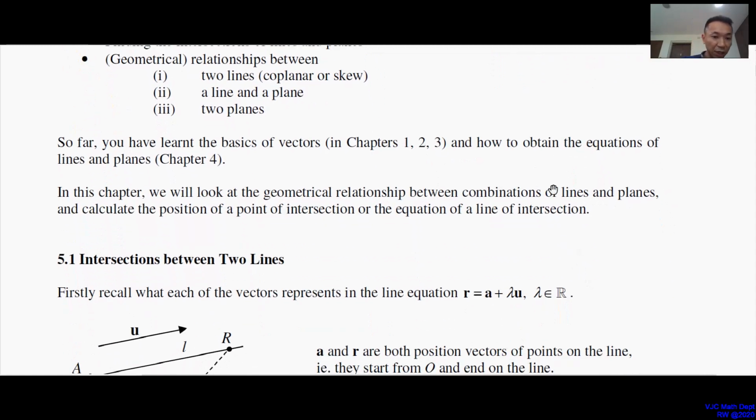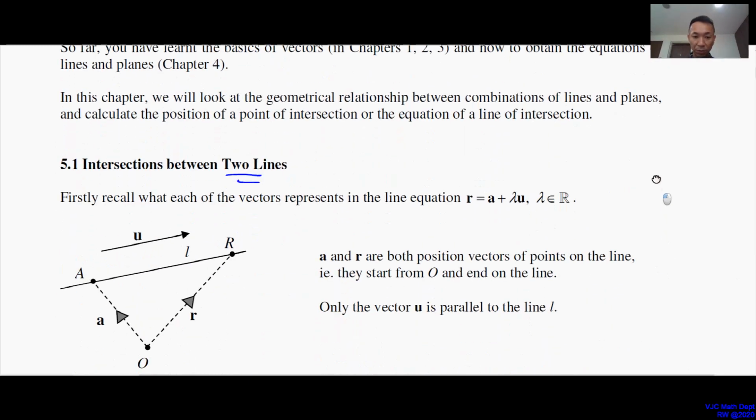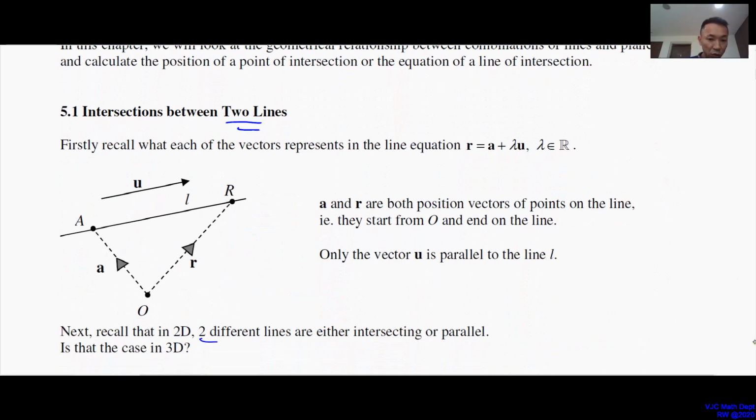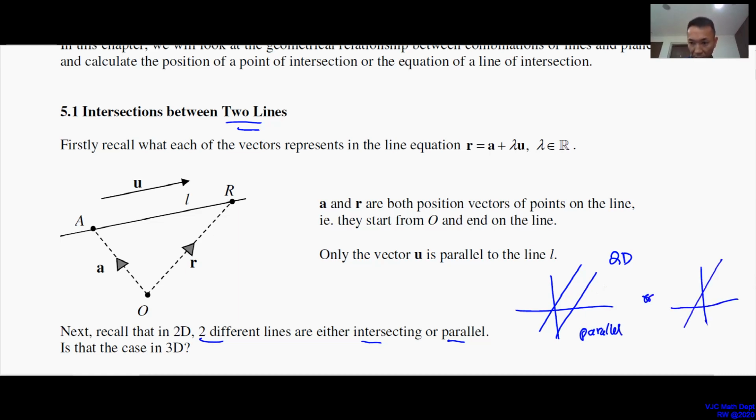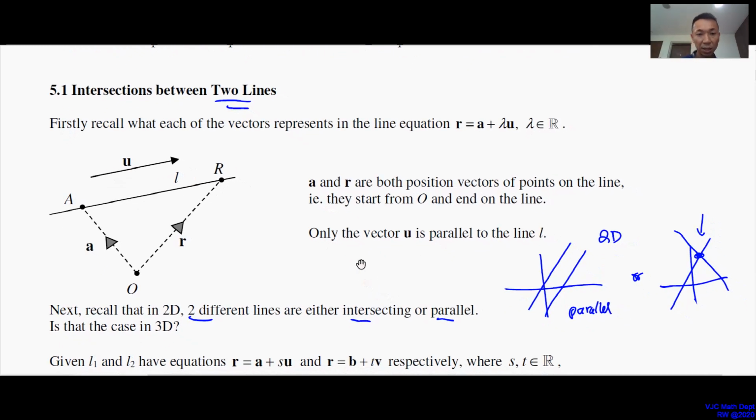So let's jump straight into it. First, we talk about intersection between two straight lines. Now, if you look at 2D, it's very simple. In 2D, two different lines are either intersecting or parallel. This is 2D. Either the two lines are parallel, or intersecting. They are non-parallel, they intersect at a point. Now, is it the case in 3D?